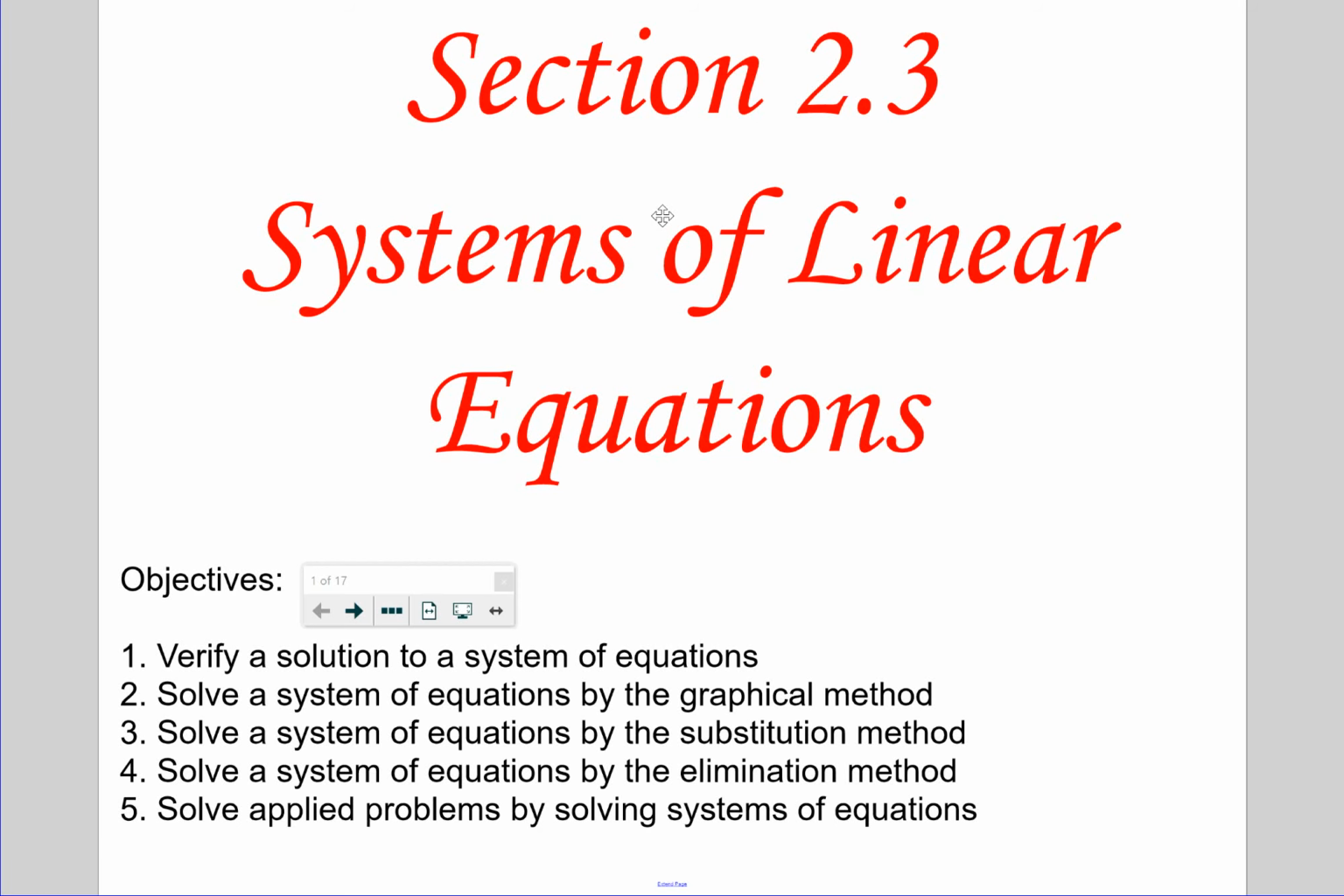This is section 2.3, Systems of Linear Equations. In this section, we're going to talk about what a system of linear equations looks like, how to verify a solution to it, how to solve it using three methods, the graphical, substitution, and elimination method, and finally we'll look at some applied problems to systems of equations.